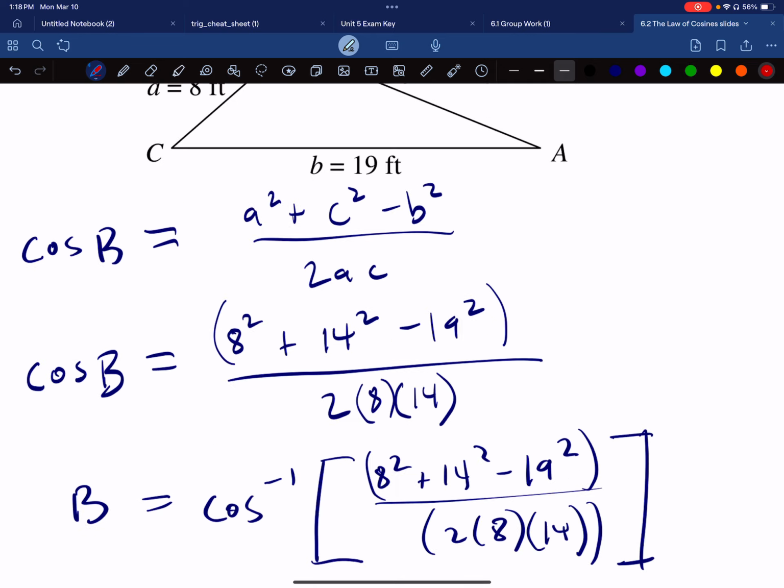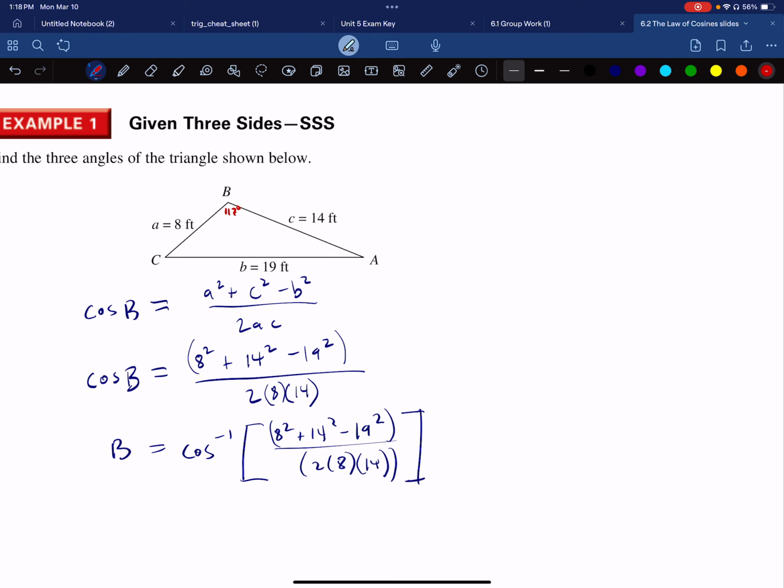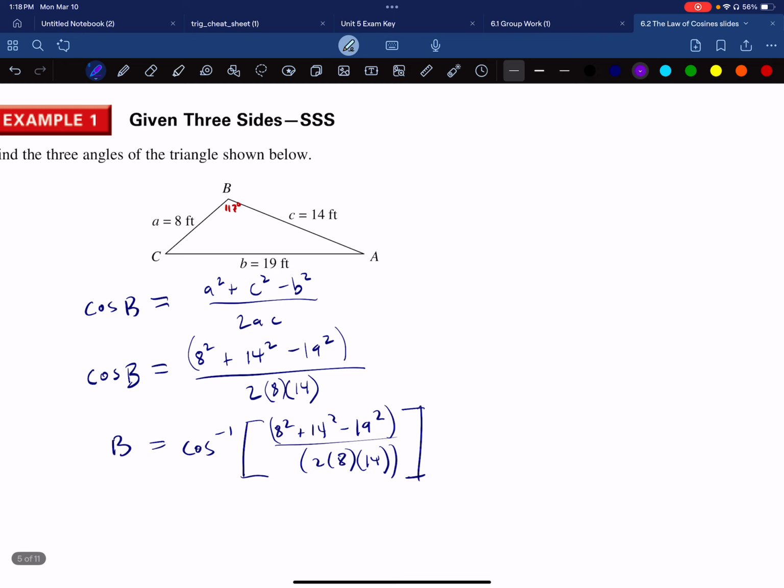All right, so for angle B, we're getting 117 degrees. Okay, now I want to solve for angle C and angle A. Now that we have angle B, we can revert to using law of sines. I'm going to go ahead and solve for angle A. You could solve for angle C. It doesn't matter at this point, but I'm going to say sine A over side A, so over 8 equals sine B, so sine 117 over 19. And we'll go ahead and solve for A.